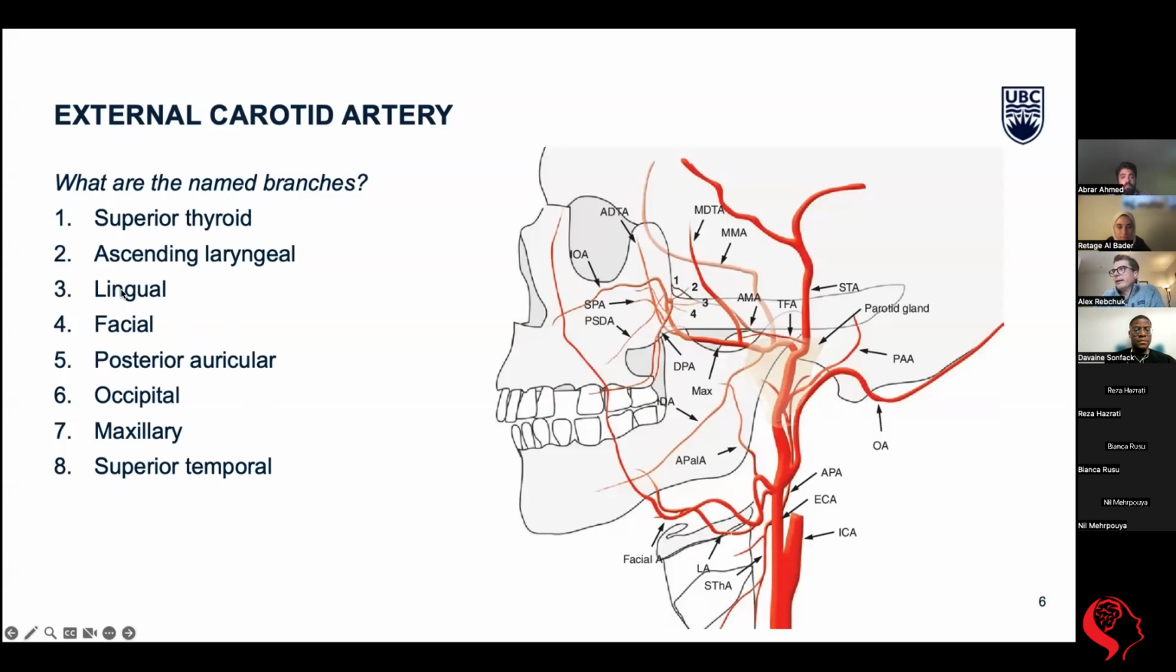Superior thyroid, ascending pharyngeal, lingual, facial, posterior auricular, occipital, maxillary, superficial temporal. The mnemonic for this is: some anatomists like freaking out poor medical students. So those are the branches from ascending. The superior thyroid is the first branch of the ECA, all the way up to the STA being the most distal branch. If this is something you haven't heard of, you should learn this, as this kind of level of knowledge is what we would expect even from students not really rotating through neurosurgery.